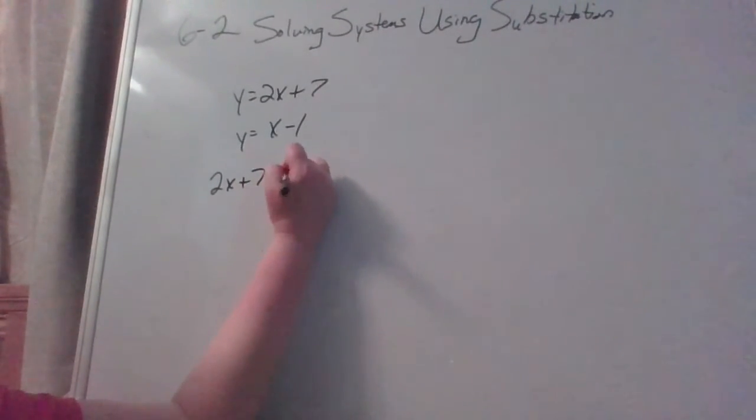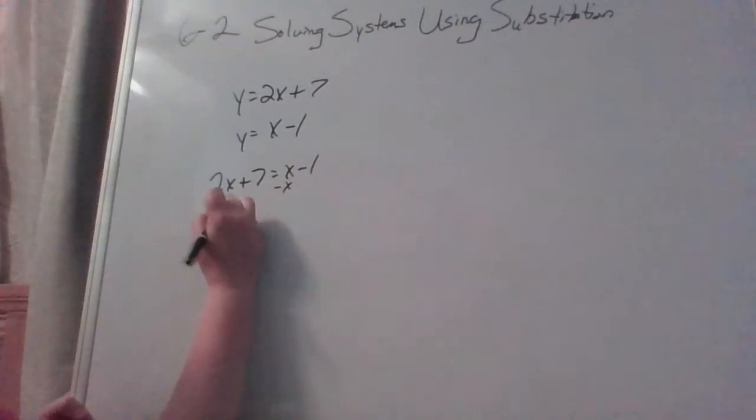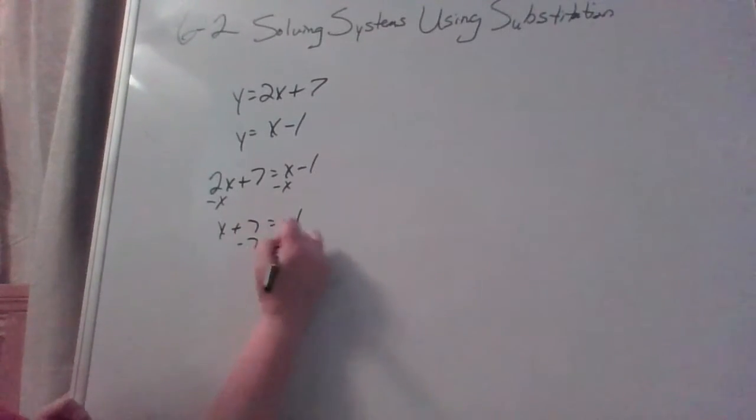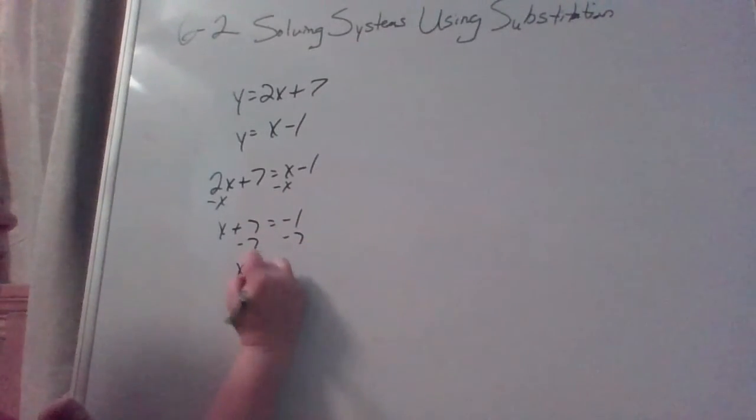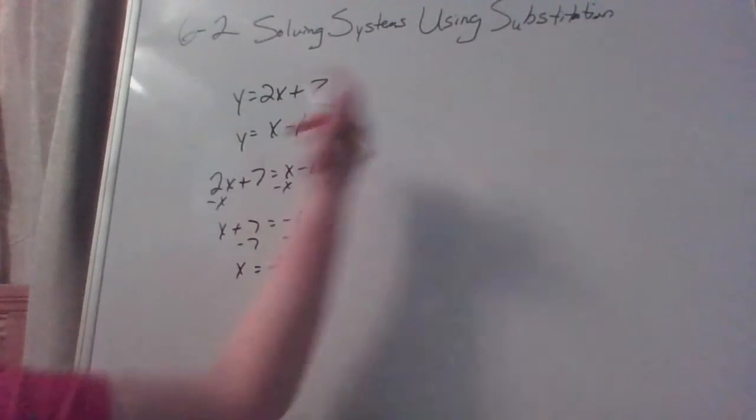and then we're going to combine our like terms. So I'm going to get my x's together, get my numbers together, and I get x equals -8. Then I'm going to substitute back.